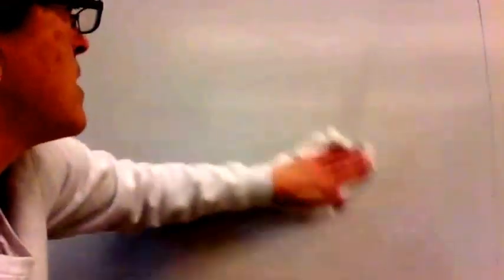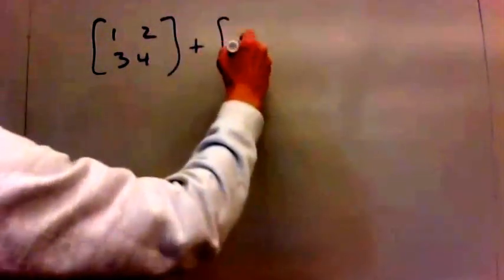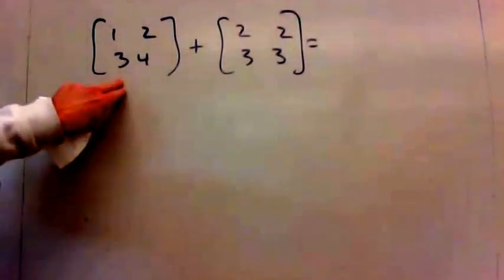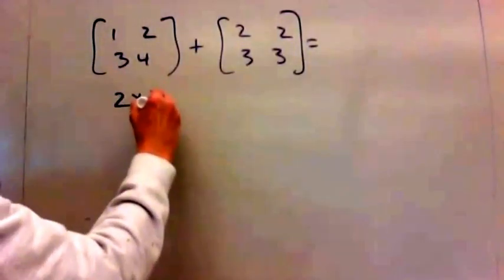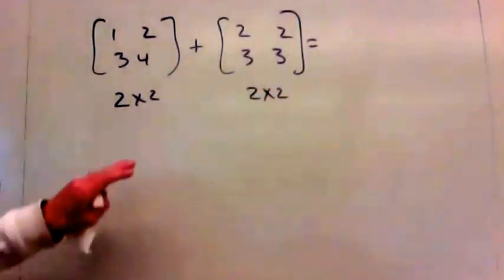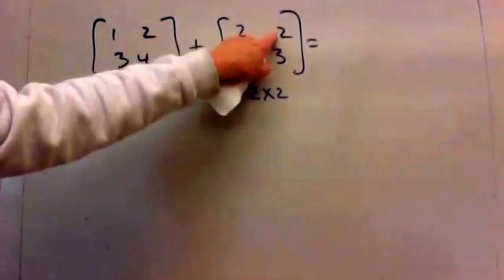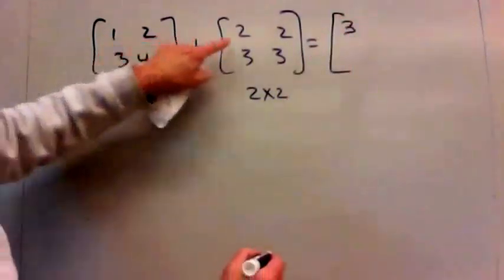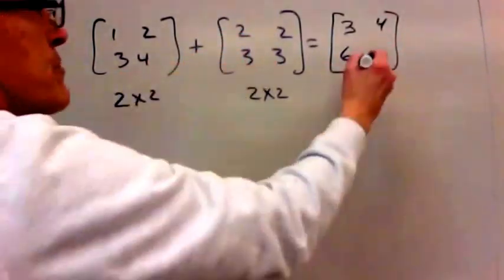Okay, so matrices have some properties. If you had something like 1, 2, 3, 4, and you wanted to add another matrix, 2, 2, 3, 3, the way this is done is simply by checking first to make sure that they're the same size, and this is a 2 by 2, and this is a 2 by 2. So because they are the same size, we can multiply, or excuse me, add the corresponding entries. So our sum would be 1 plus 2, which is 3. 2 plus 2 is 4. 3 plus 3 is 6, and 4 plus 3 is 7.